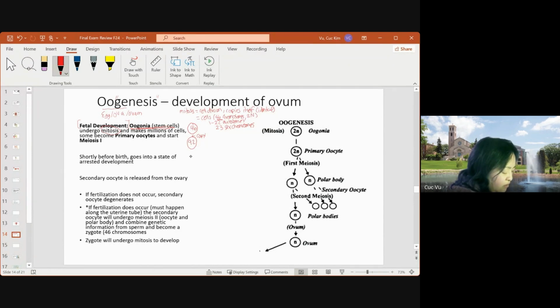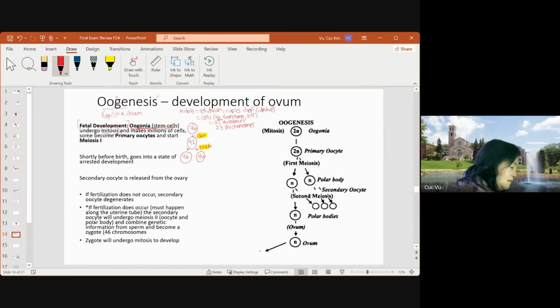Okay. So once it becomes 92, then it's going to split. It's going to divide. So when it divides, one of the cells will have 46, and the other cell has how many? 46. Yep. So in mitosis, it has to copy first and then divide.